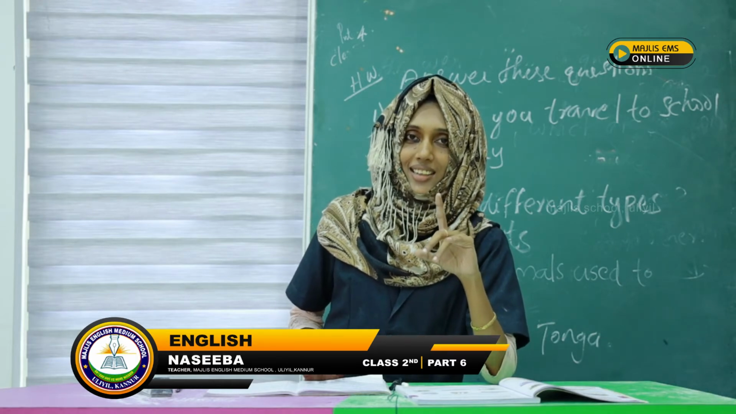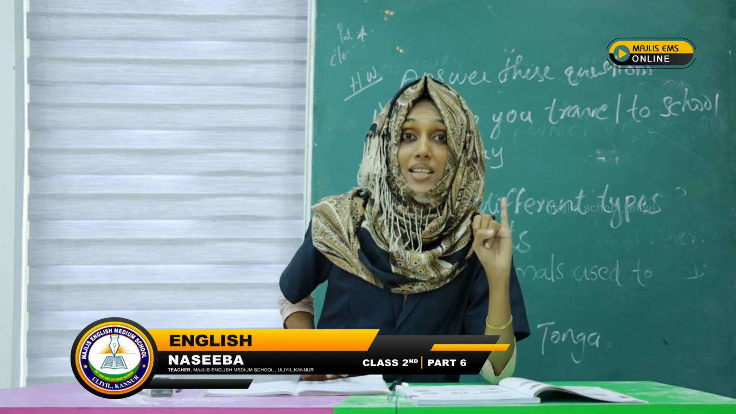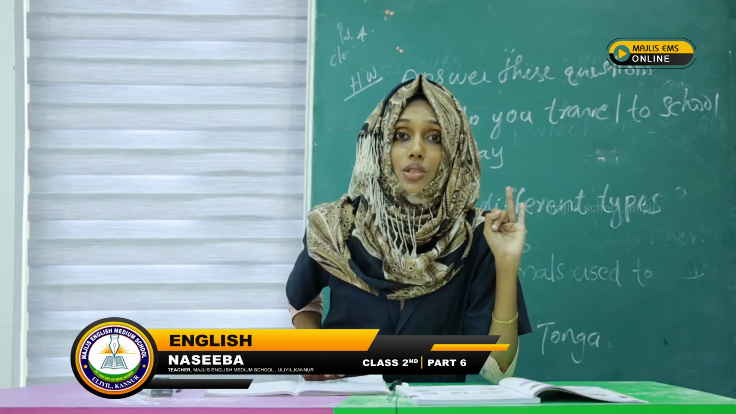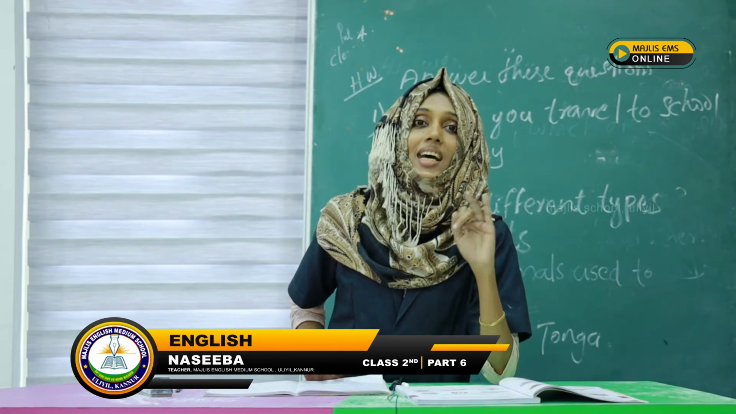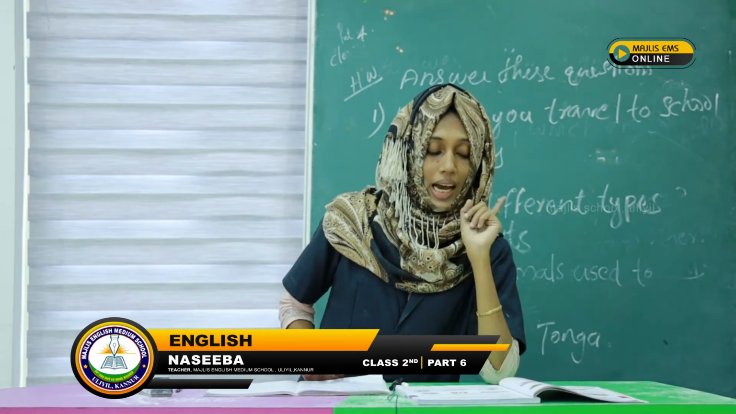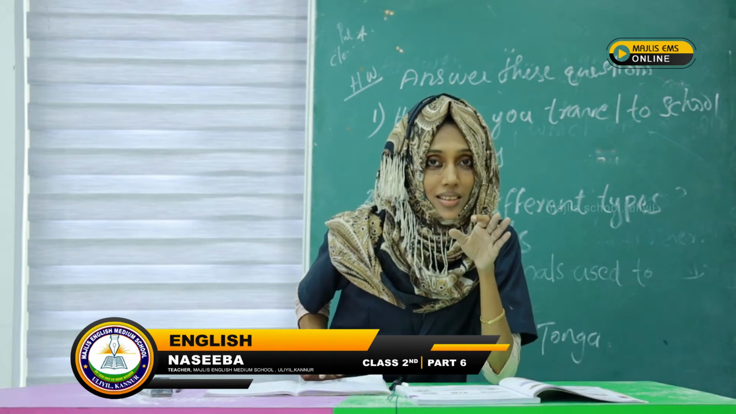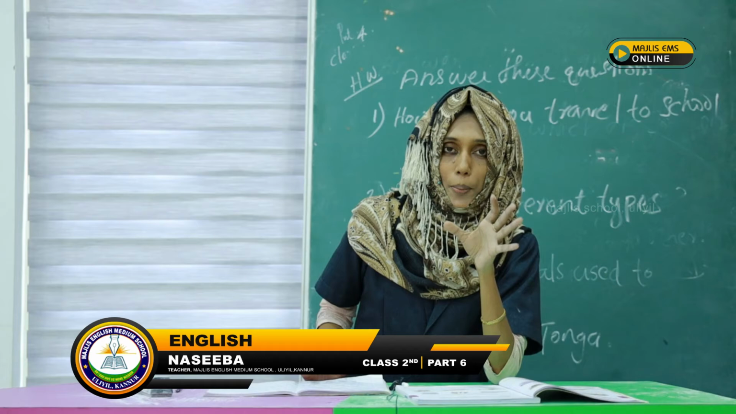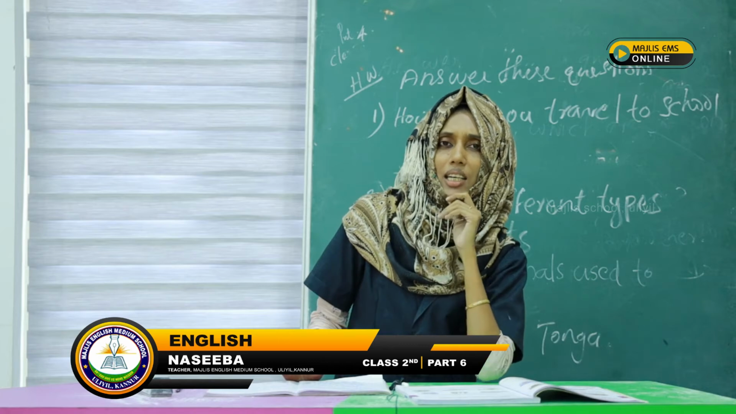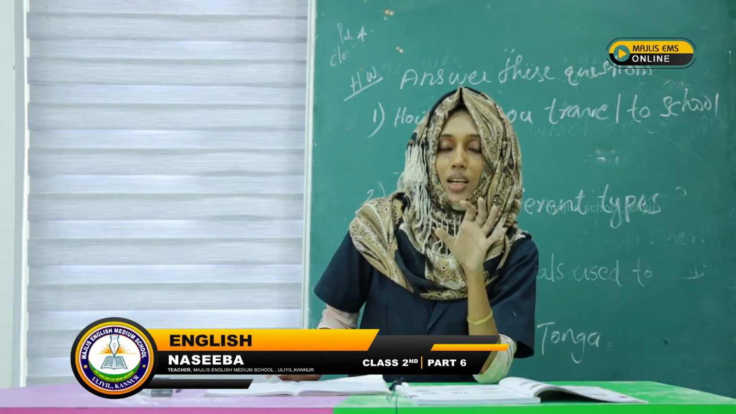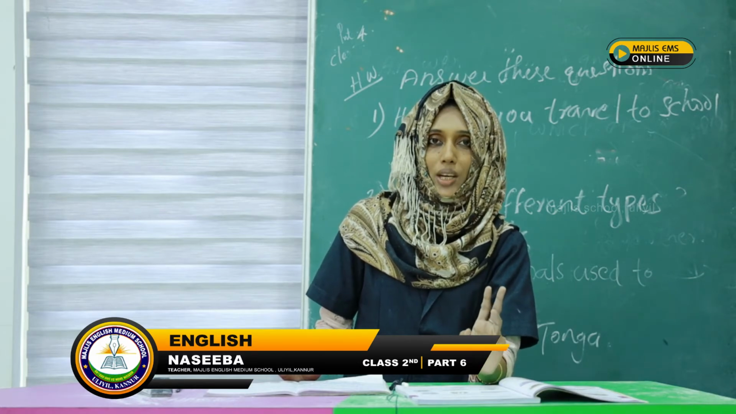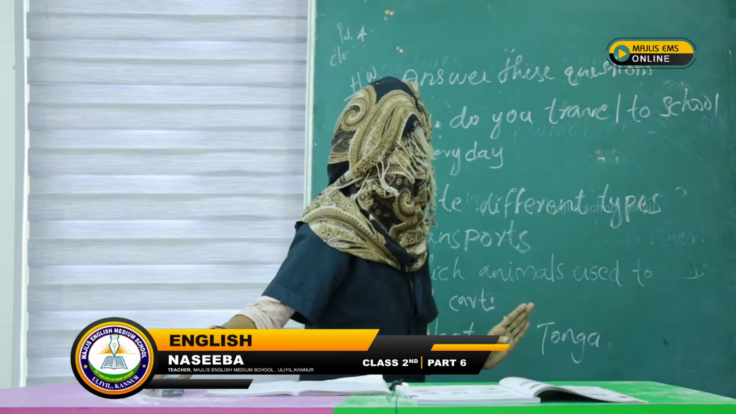Is it clear? We use a bus to travel from one town to another town, a train from one city to another city, an aeroplane from one country to another country, a boat traveling through a river, and a ship traveling through the sea from one country to another. These are the different types of vehicles we commonly use. This is our topic, on the move. Is it clear?